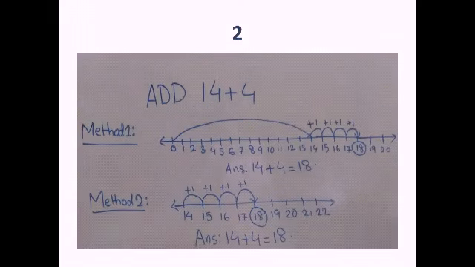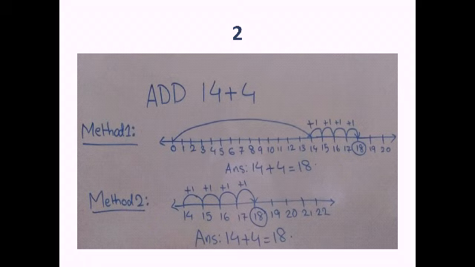Look here, our second sum. Here you have to add 14 and 4. As we learnt in the previous sum, similarly we can do it in two ways. First, you can start from 0. Method 1, start from 0. You have to add 14 and 4. So from 0 go to 14 directly. Right? From 14, how many jumps do you have to take? You have to take 4 jumps.